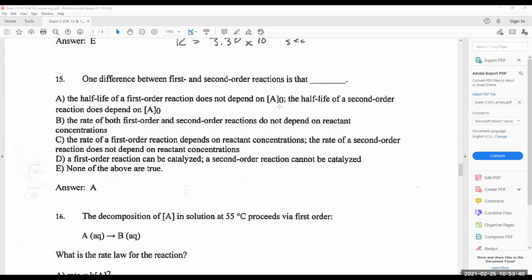Okay, 15. One difference between first and second order reactions is that the half-life of the first order reaction does not depend on the initial concentration. The half-life of the second order reaction does depend on the initial concentration.